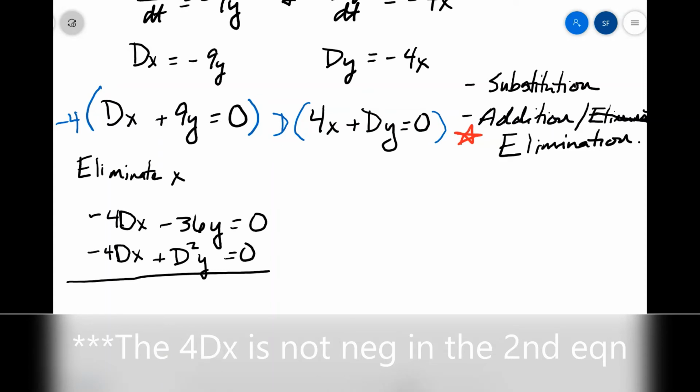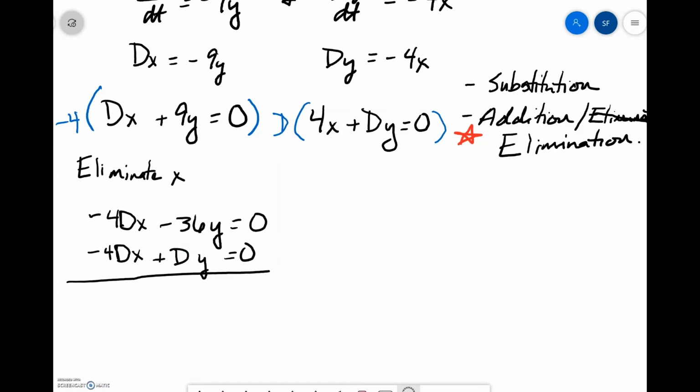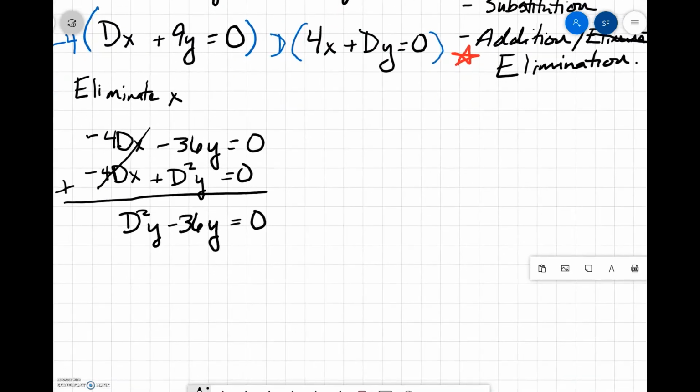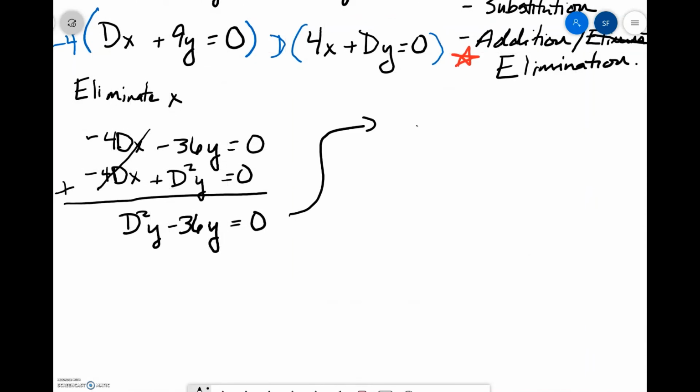Because we're taking the derivative of the derivative, we'll get a second derivative. So if I now add those two together, then this term will cancel out. And we've got a second derivative of y minus 36y equals 0. Remember that this is the same thing as the second derivative with respect to t minus 36y equals 0.